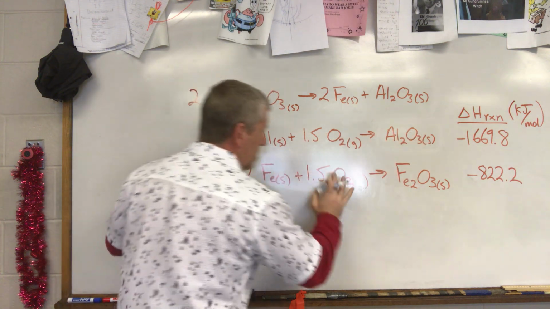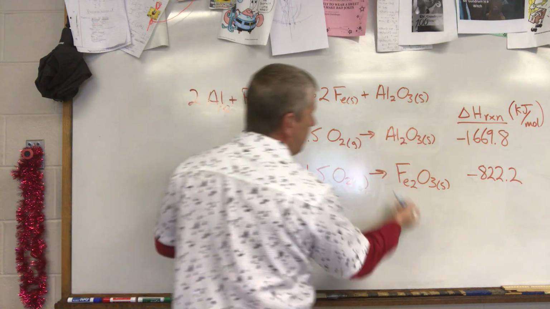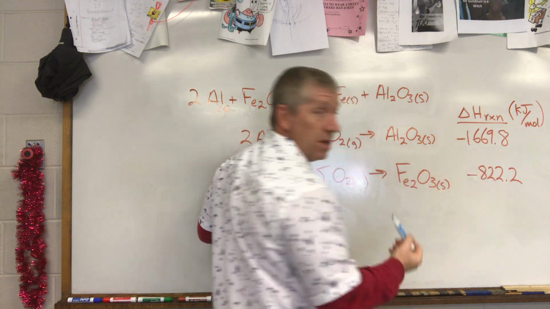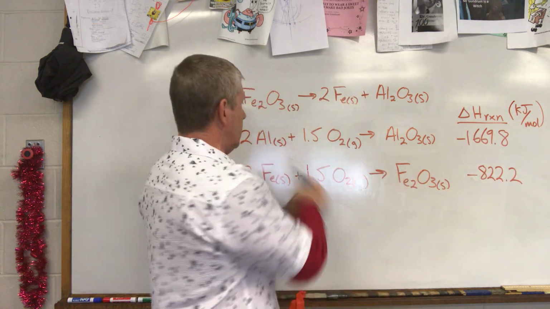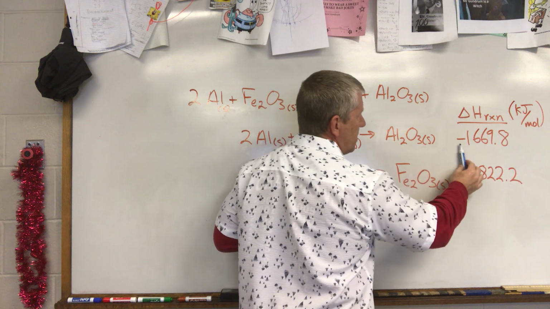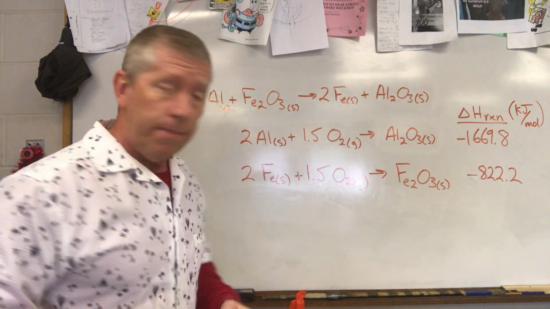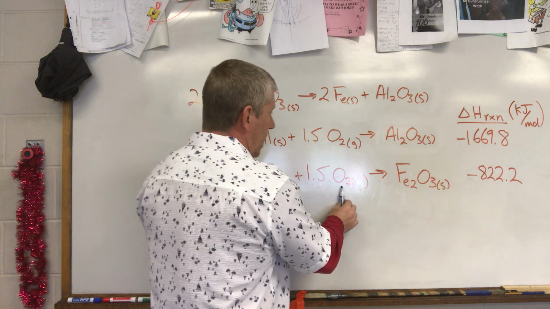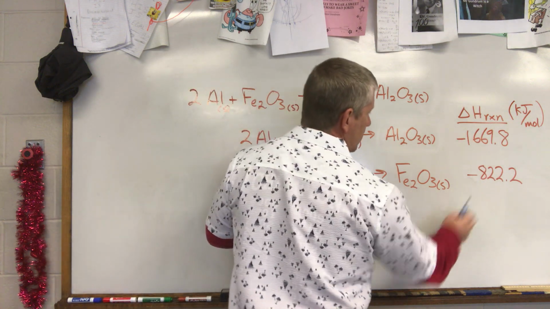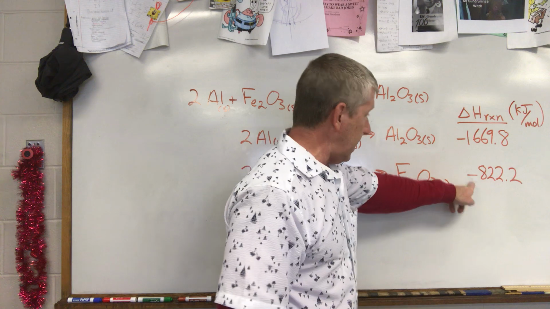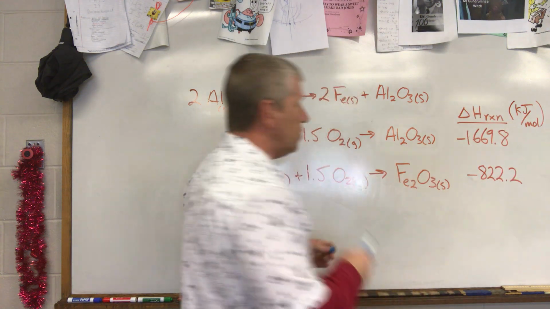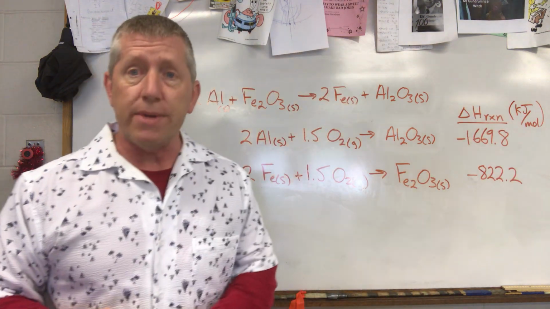This makes this, and here, if we look these up, here are the heats of the reactions for each one of these partial reactions. Aluminum and oxygen making aluminum oxide releases 1,669.8 kilojoules of energy per mole. The iron plus the oxygen makes iron oxide, and that releases, because it's a negative, 822.2 kilojoules per mole of energy.